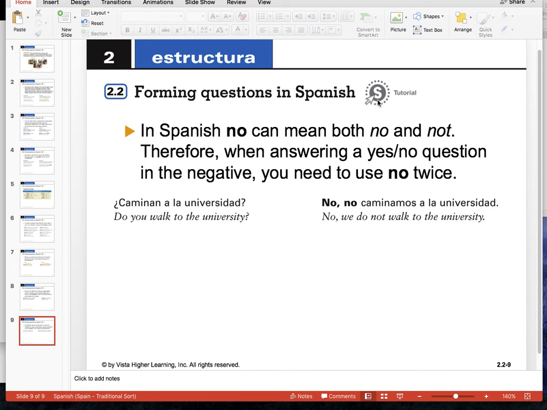Alright, last slide here. In Spanish, no can mean both no and not. Therefore, when answering a yes-no question in the negative, you need to use no twice. Right? So for instance, it says, ¿Caminan a la universidad? You say, no. No caminamos a la universidad. No, we do not walk. So that second no is the do not, like in English. So you're saying, no, we don't walk to the university. All right, so you have to use those two no's.